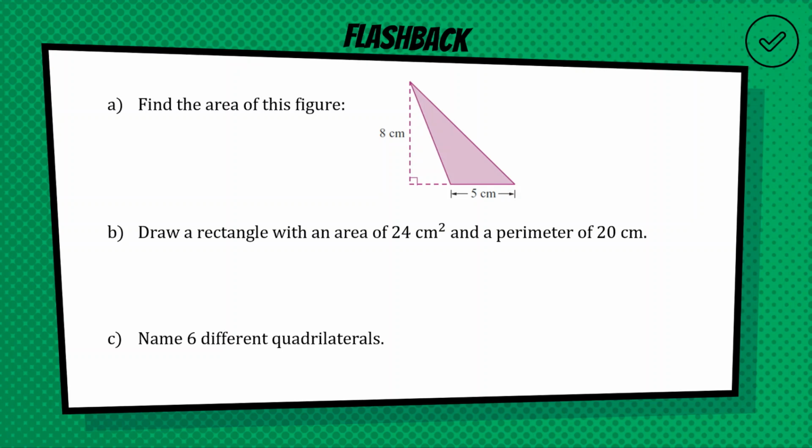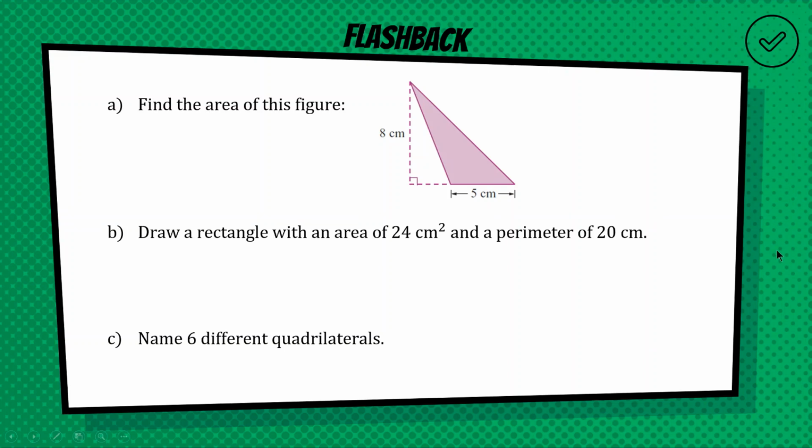And then part C, I want you to think of 6 different types of quadrilaterals. So a quadrilateral is a 4-sided shape. There are actually 6 different quadrilaterals. If you can name them all, I'll be very impressed. All right, pause the video. Have you got these 3 questions for me?